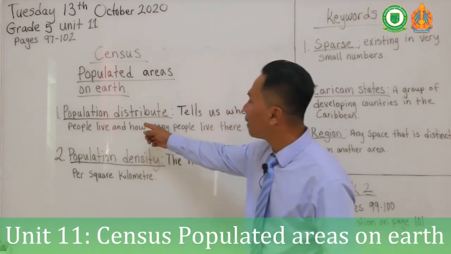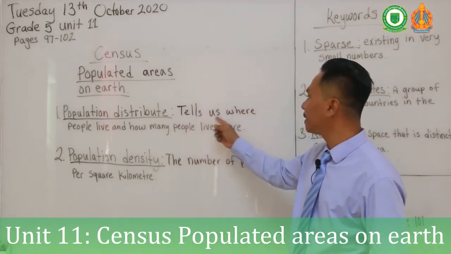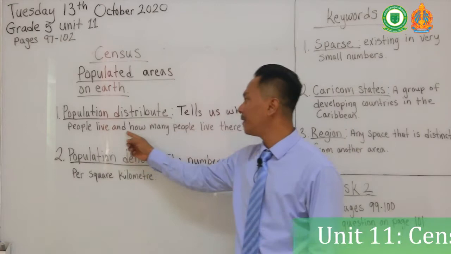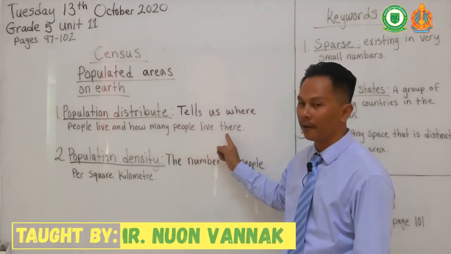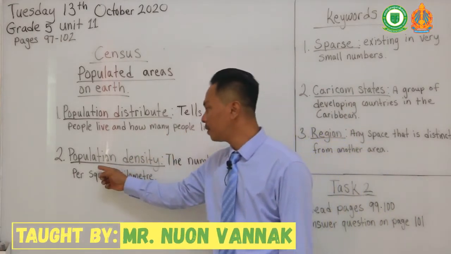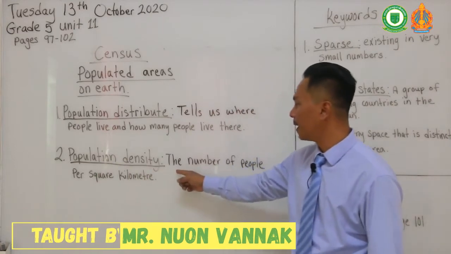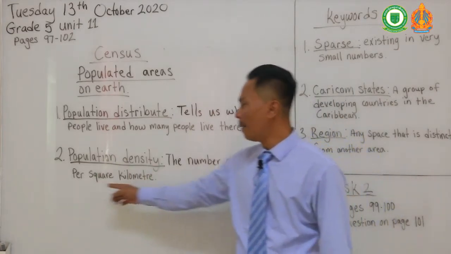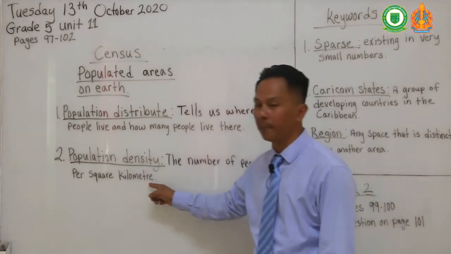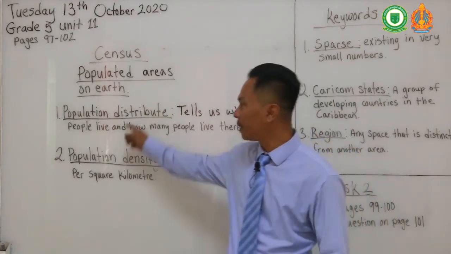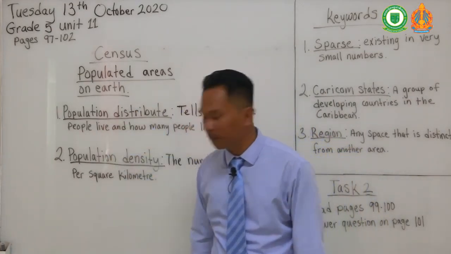Number 1, population distribution. It tells us where people live and how many people live there, okay? And number 2, population density, the number of people per square kilometer, okay? So that's what these 2 words mean.